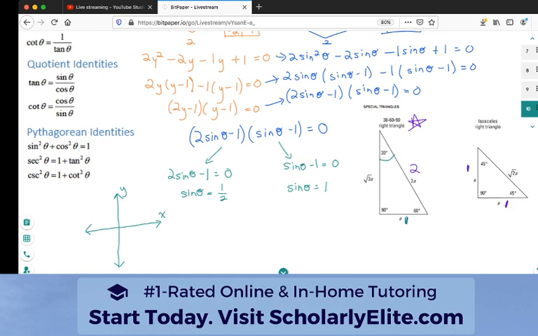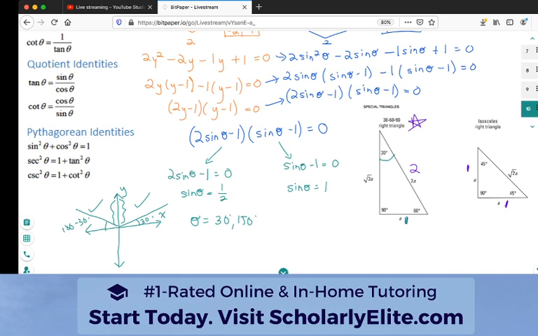So if I know that sine is positive, that means that sine, which is akin to y, would be in this or in this. And we need to find 30 degrees here, and also 180 minus 30 degrees, which is 150. Okay, so for this part of the identity, theta is equal to either 30 or 150 degrees.